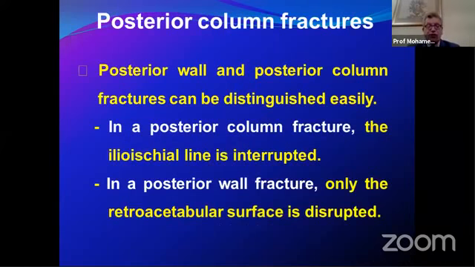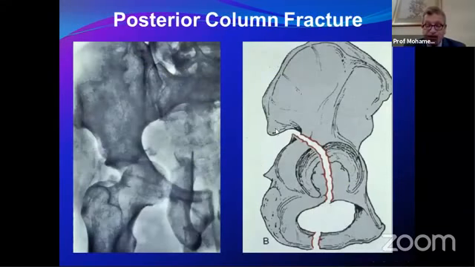For the posterior column fracture and the posterior wall fracture, how can I distinguish between them? In the posterior column fracture, the ilioischial line is interrupted. In a posterior wall fracture, only the retroacetabular surface is disrupted and the ilioischial line is maintained. This is the posterior column fracture.